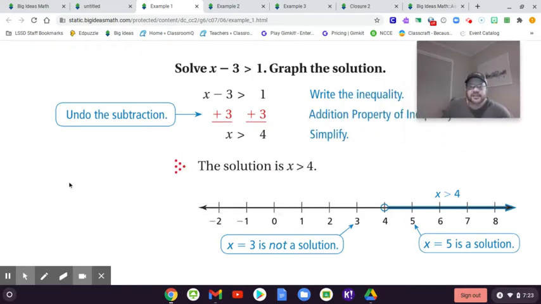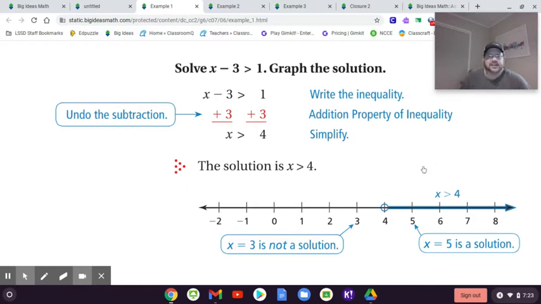Now, if you graph these things, you're like, am I right? I don't know if I'm right or not. What you can do is pick one of these numbers, plug it in, and see if it works. So we didn't shade here at 3, so you can check the answer by putting 3 here. Does 3 minus 3, is that greater than 1? No, it's not, because 0 is not greater than 1. So 3 should not be shaded. 5, though, should be. It's in our little darkened area.